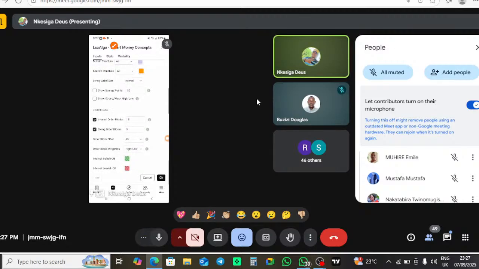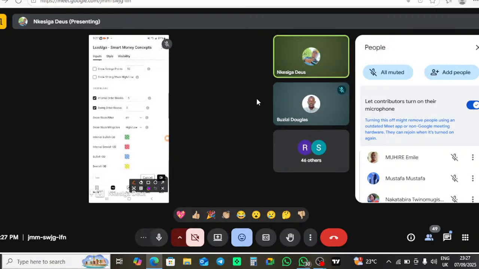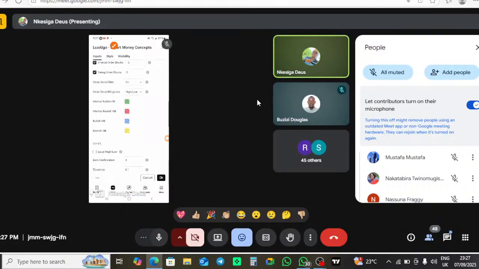And we scroll down. We come here on internal order blocks, swing order blocks. We have two order blocks there. We must be having 5, 5. And we keep on. We come to this step now. We have 4 colors in place. But the main important thing is the word you are seeing here, on this side. The color doesn't matter. What matters is the word.